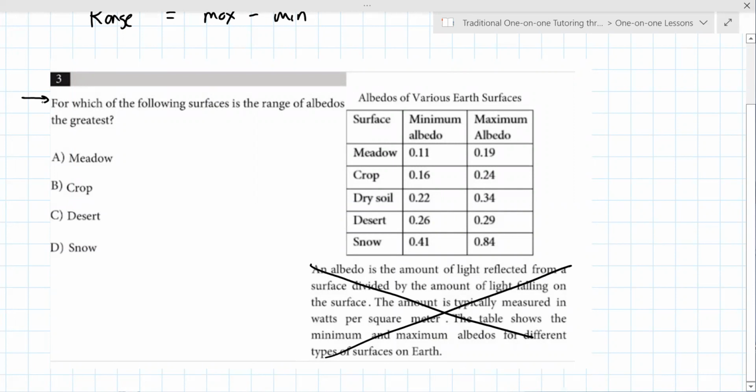So for which of the following surfaces is the range of albedos the greatest? Everything in this table is an albedo, but there's actually 1, 2, 3, 4, 5 of them. They're giving you the max and the min, so you would almost want to calculate the range of each one. What would the range of that first one be? 0.08. Yeah, 0.08. And how about for the next one?